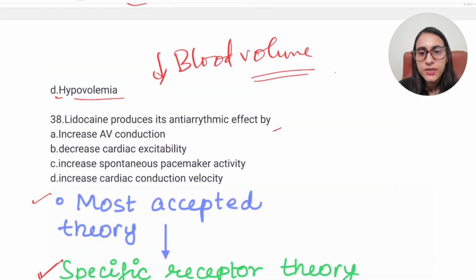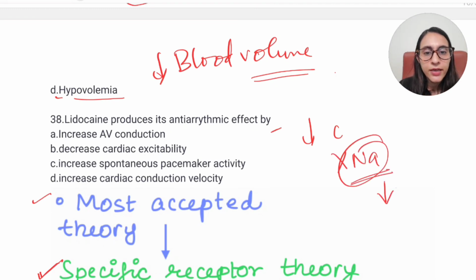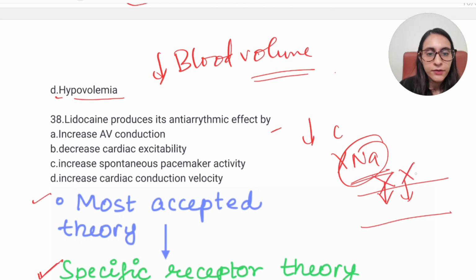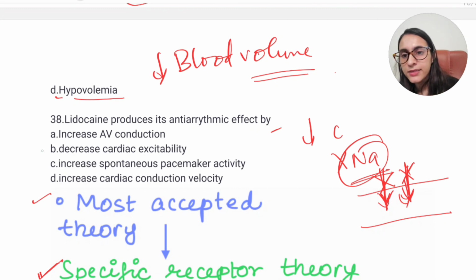So lidocaine produces its anti-arrhythmic effect by decreasing the cardiac excitability. It will not let the heart excite. It acts by inhibiting the sodium channels in the heart and reducing the influx of sodium ions in the cardiac cells. It will not let sodium go inside the cardiac cells, and therefore it decreases the excitability of these cells, and this helps in controlling certain types of abnormal heart rhythms. So the answer to this question is B, decreasing the cardiac excitability.